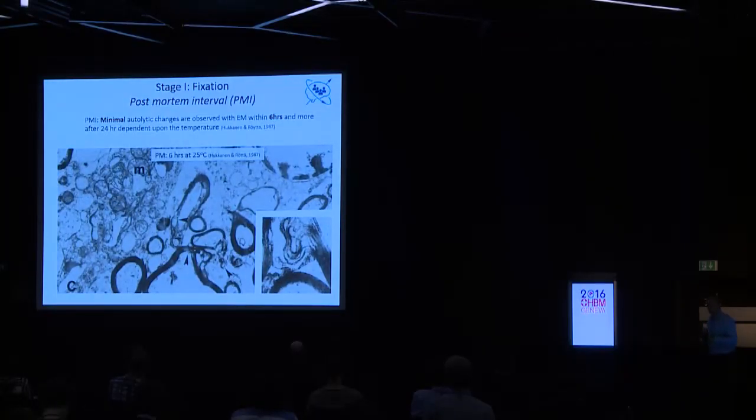So how fast does the brain actually start to degenerate? We have what we define as the post-mortem interval. It's the time from death to when the fixation starts. It has been shown that there are minimal autolytic changes in EM after 6 hours, and after 24 hours you start to see changes. It's very dependent on the temperature of the tissue after death. This is an example after 6 hours of EM, where you can see the myelin start to be loosened around the axons, but it's a very small effect. The big effects come about 24 or 48 hours after.